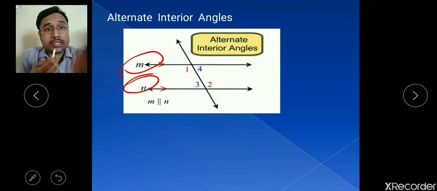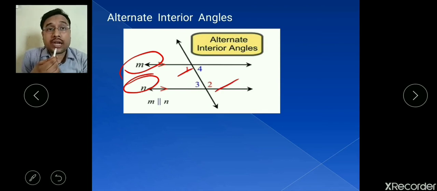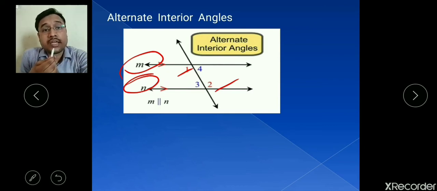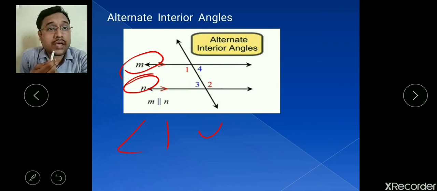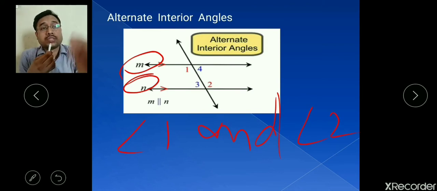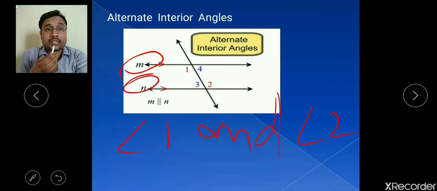The transversal is intersecting the two lines. I am talking about these two lines M and N. So you can see the angle 1 and angle 2. They both are lying on the inner side of the lines M and N. That's why it is saying interior. And they are lying on the opposite side. The angle 1 and angle 2 are lying on the opposite sides of the transversal, and they are situated on the inner side of the given two lines M and N.